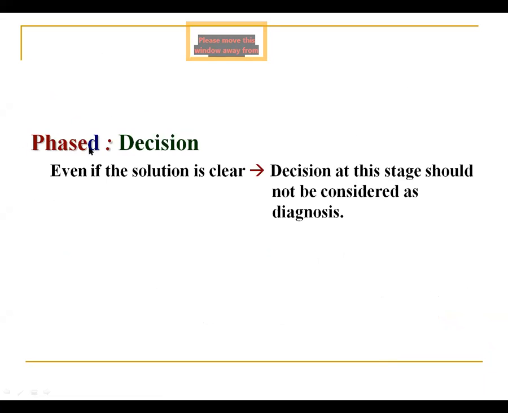In the mnemonic PHASED, D indicates your decision. Even after examining these four or five factors, don't come to the conclusion that this is the problem and that you will solve it like this. No, it is not like this, because you are now doing only general assessment. Already I have mentioned that this topic is divided under three main headings, and out of that we are now doing only general examination.